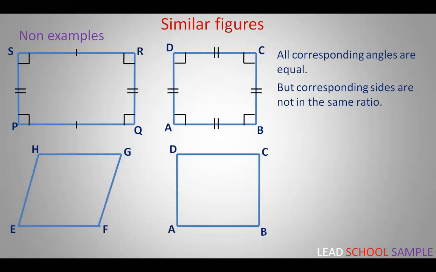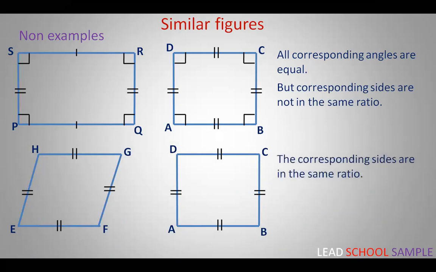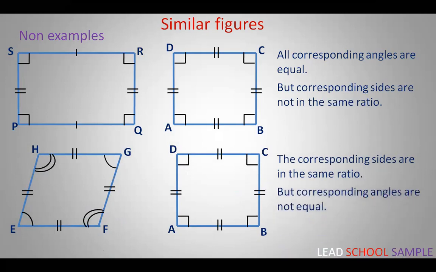Now we'll take EFGH, one rhombus, and ABCD, one square, in which all sides are equal. All sides are equal means corresponding side ratios will be the same, that is 1:1. But what can you say about the corresponding angles? In a square, all angles will be 90 degrees, but in a rhombus, two acute angles and two obtuse angles will be there. So corresponding angles are not equal. So even if the corresponding side ratios are the same, we can't confirm that they are similar figures. Either of the two conditions of similar polygons alone is not sufficient for them to be similar.